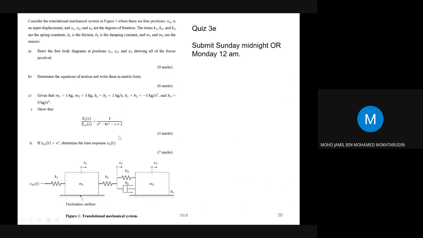Oh, ada quiz 3E pula. Okay, so quiz 3E special sikit sebab submit Ahad. Jangan submit dalam Google Form yang saya bagi dalam grup WhatsApp. Yang ni hari Ahad. Yang Google Form tu sampai 3D dan quiz 4 sahaja. Okay, so step gambar lah.